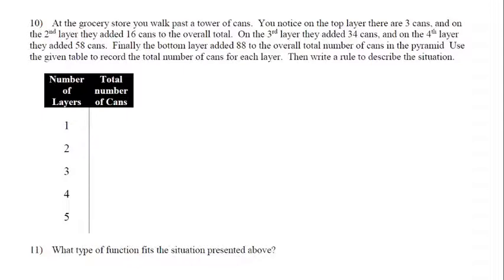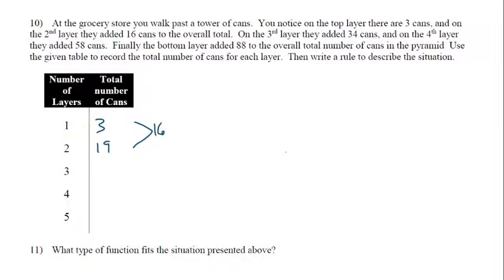One thing to remember on this is your Y value is not the number of cans on that layer. It is the number of cans in total. If there is 1 layer, how many cans are there? If there are 2 layers, how many cans? If 3 layers, how many cans? On number 1, we started off with 3 cans. Number 2, we added 16 cans, so that makes it 19 cans.